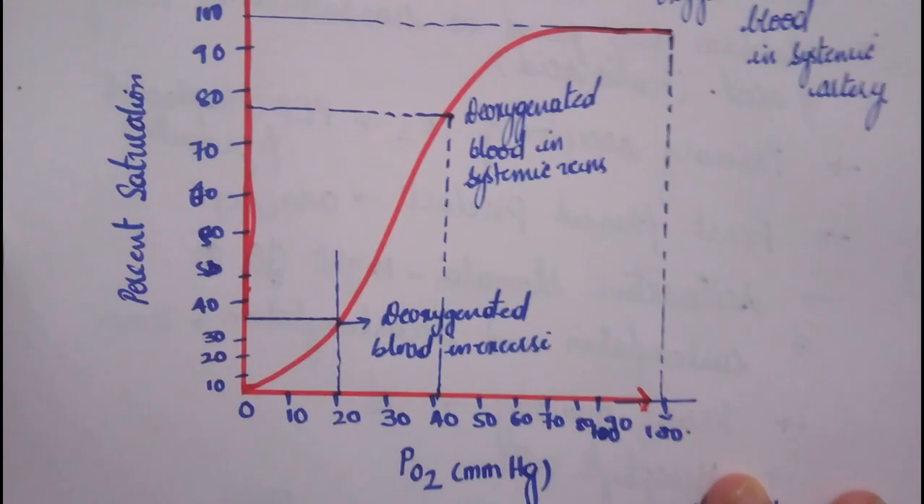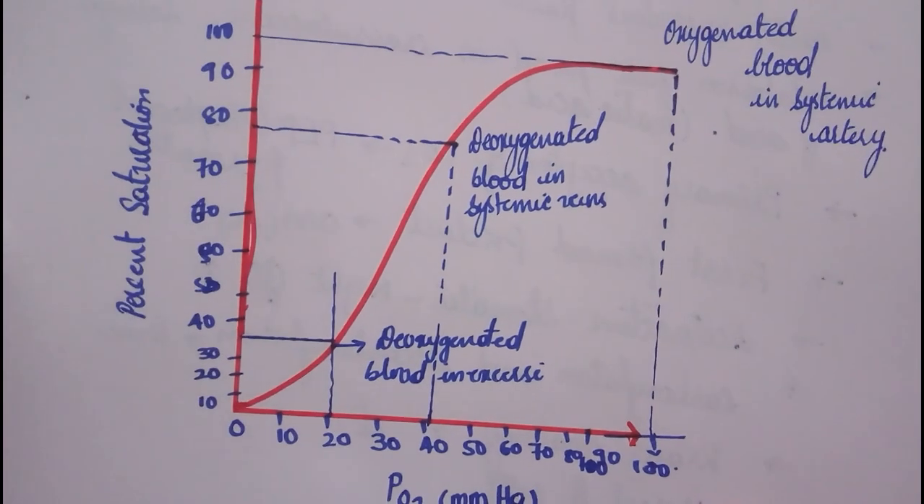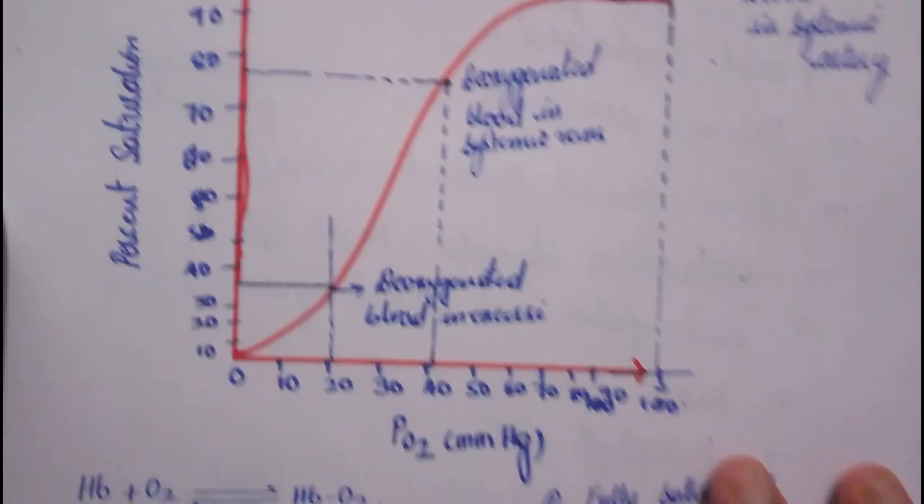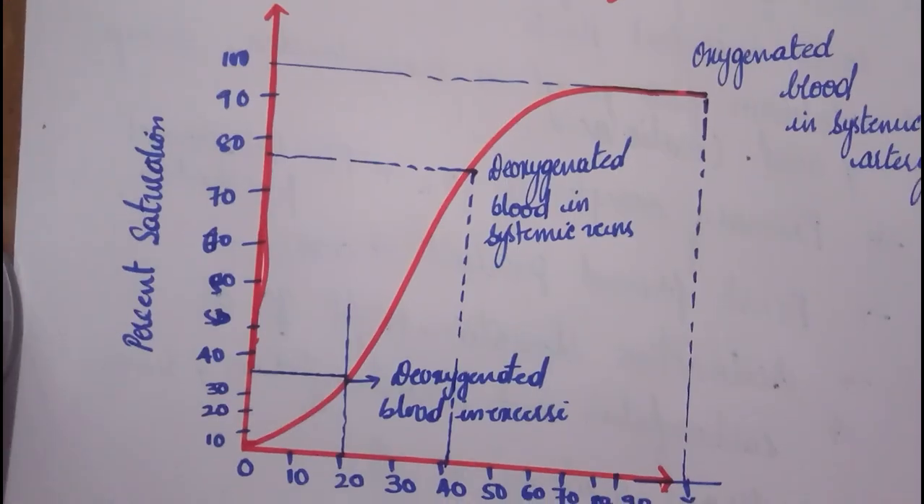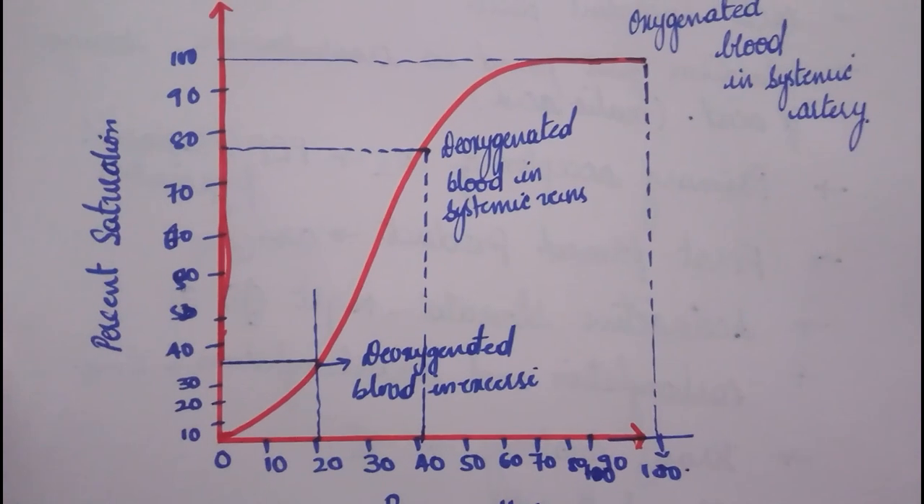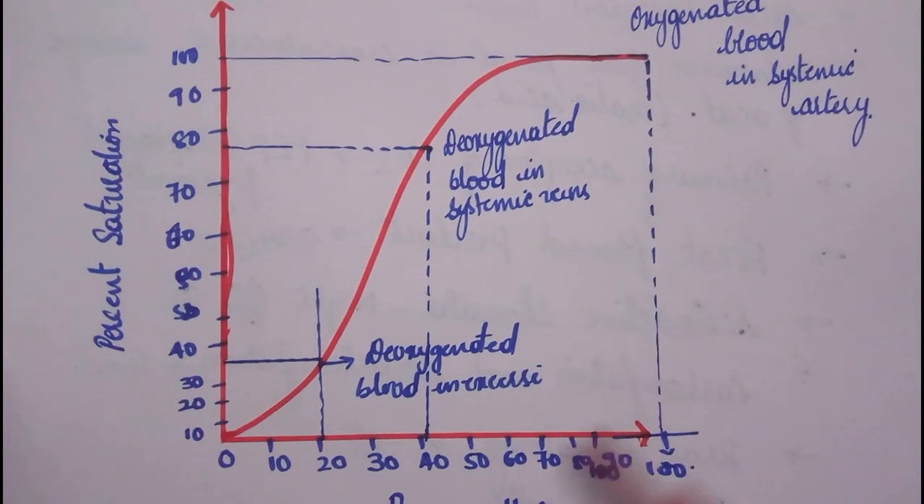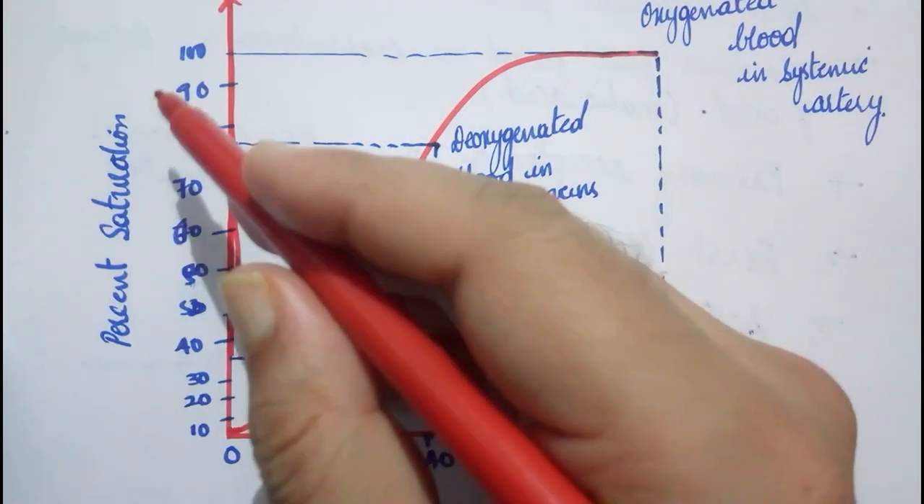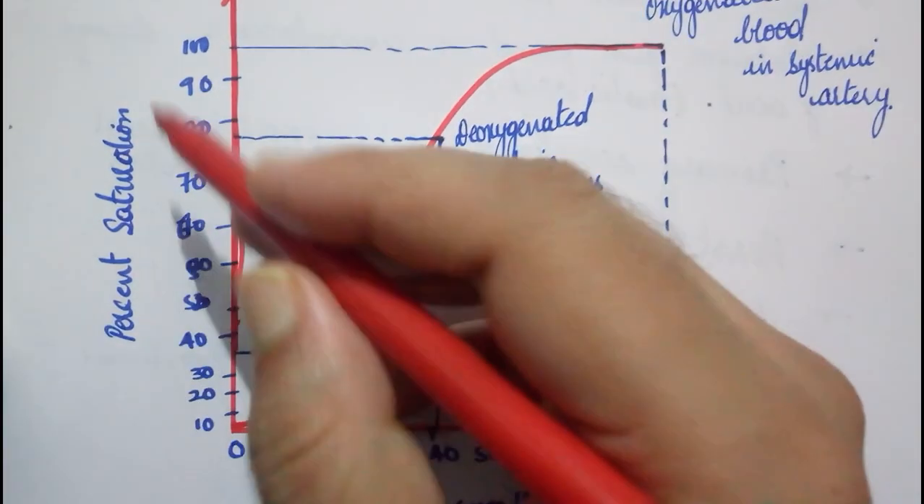Now let us come to this curve. What is this curve telling us? This oxygen hemoglobin dissociation curve, let us understand this curve first. Now, on the y-axis, what is taken? Percentage saturation of hemoglobin is taken on the y-axis.